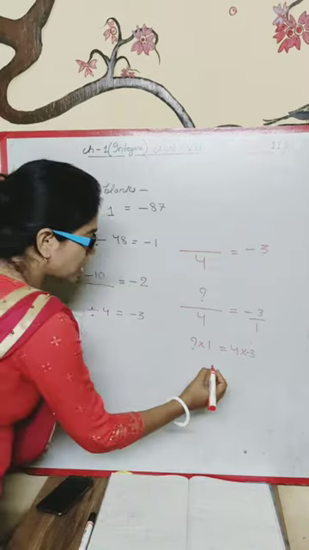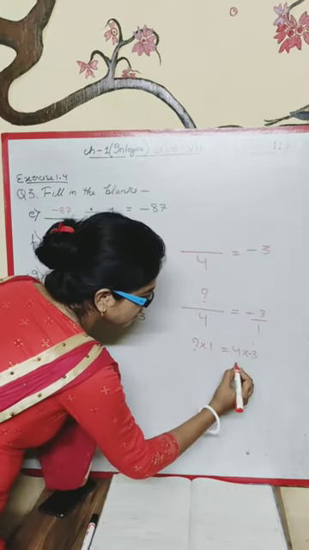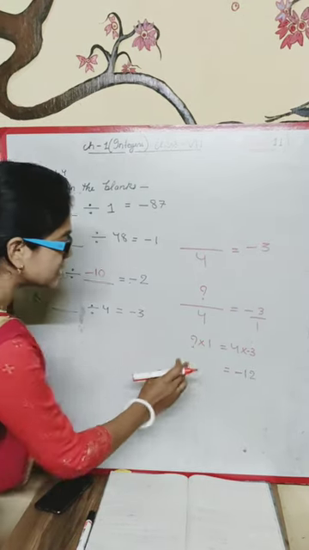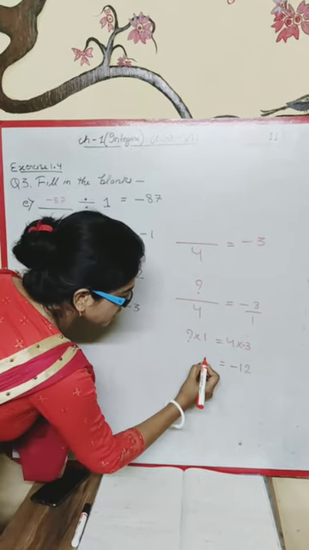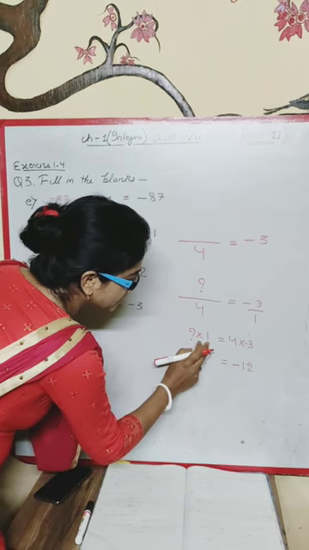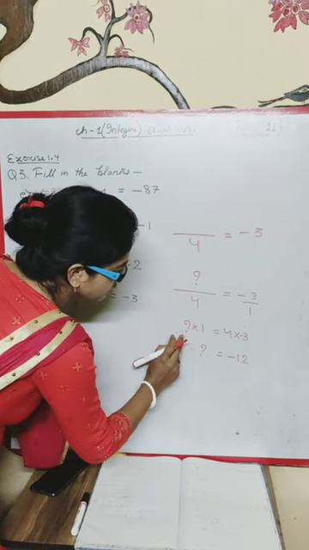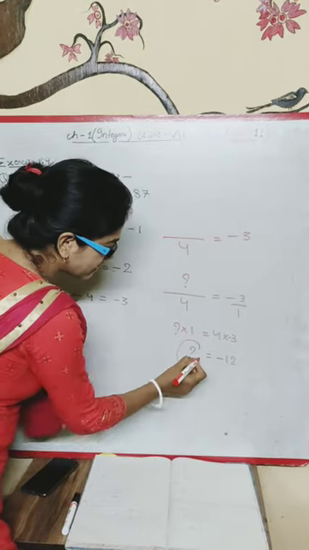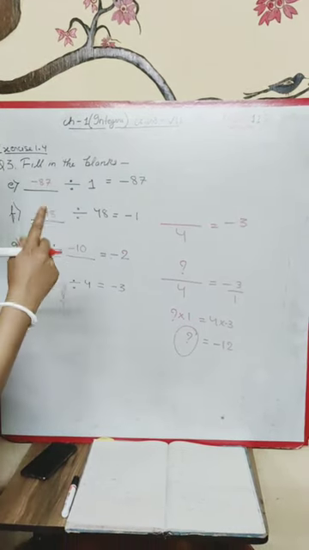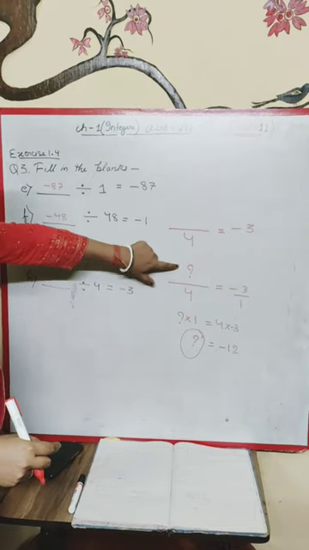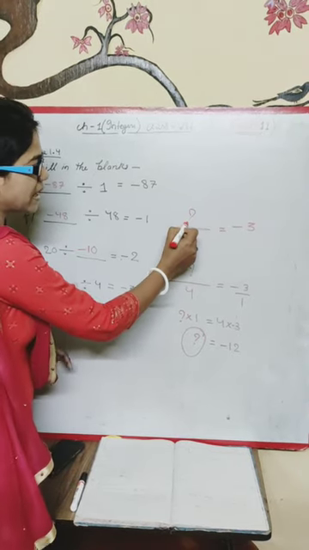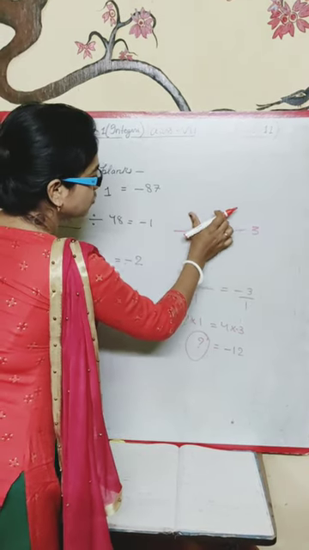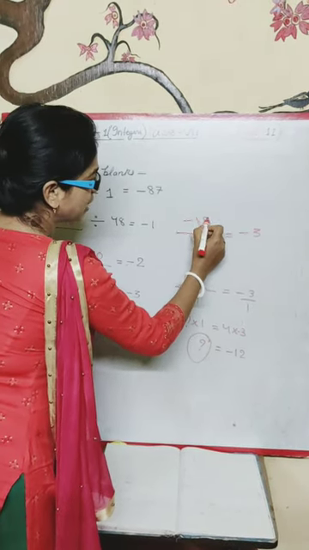Understood? So after multiplying this, 4 3s are 12, that is minus 12 we know, and this is multiplied by 1. So question mark multiplied by 1 becomes question mark. So we have to find this blank. This question mark means we have to find this blank. So how we will find this blank? The answer will be minus 12. You just see. So fill up this blank with minus 12.